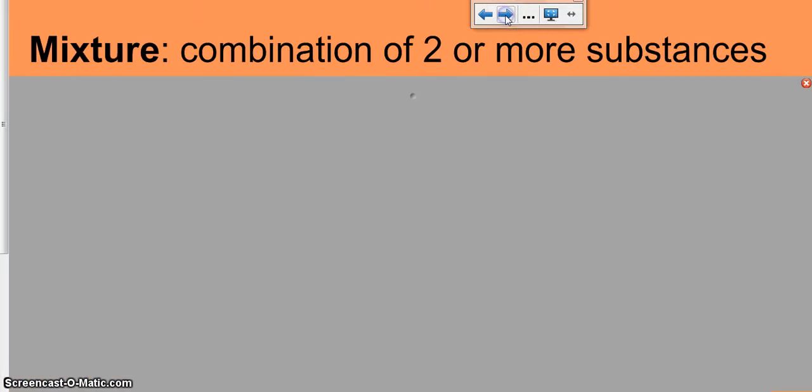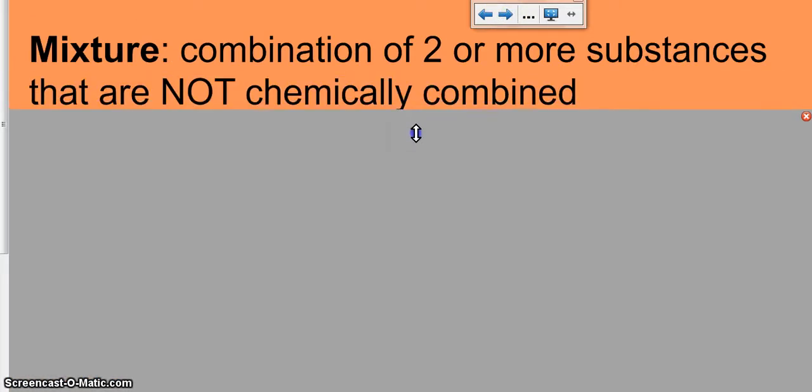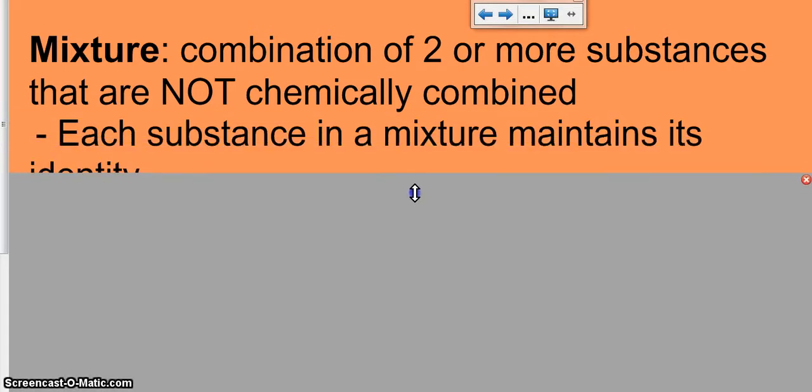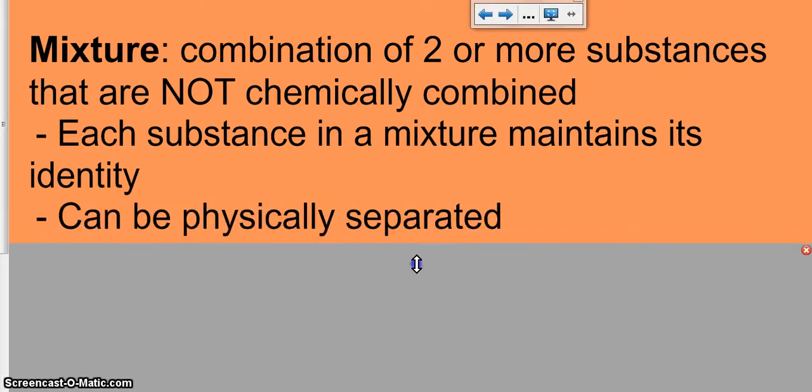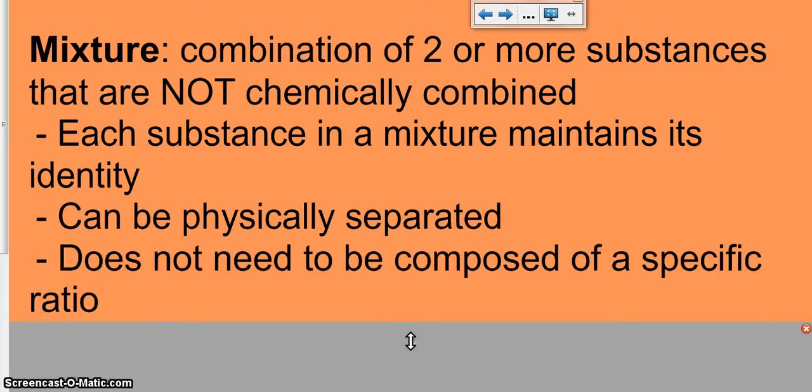All right? Moving on to our next page, we're going to learn the definition of mixture. A mixture is a combination of two or more substances that are not chemically combined. So that means a mixture is different than a compound. They are not chemically combined. They're just mixed together. Okay? Each substance in a mixture maintains its identity, meaning they don't change. You could separate them out. Just like that, they can be physically separated. And it does not need to be composed of a specific ratio. Compounds are very specific, mixtures are not.